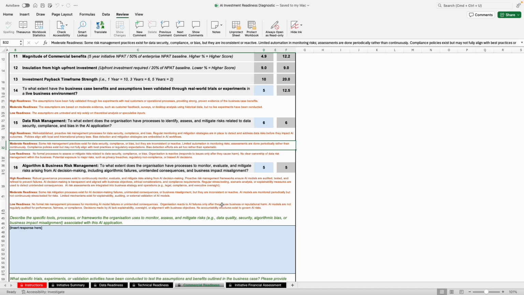The commercial readiness section is a key component of the overall AI readiness score. Higher scores indicate stronger financial viability, helping organisations prioritise initiatives that provide the best business case for investment.